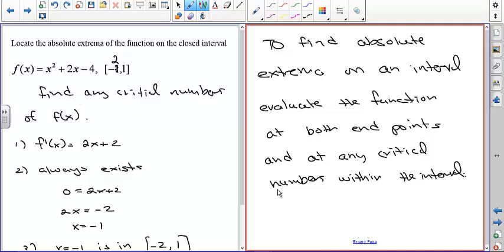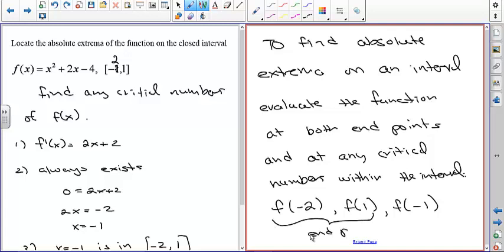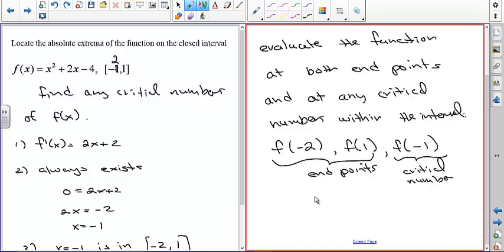So in this case, we're going to evaluate the function at -2. We're going to evaluate the function at +1. And we're going to evaluate the function at -1. So these are the endpoints. And this is the critical number. So let's write down the function so I don't forget what it is. f of x equals x squared plus 2x minus 4.